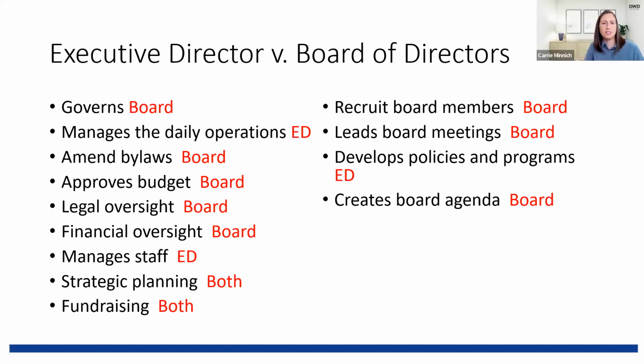Now, obviously, in some of these instances, the board chair is going to get assistance from the executive director, but the primary responsibility does fall on the board. While on the other side, the executive director, they are really responsible for the everyday operations, managing staff, developing policies and programs. Now, obviously, some of those policies need to be approved by the board, but the ED is responsible for making sure that those are developed. And then obviously we have some instances where there's shared responsibilities, the strategic planning, the fundraising that we've talked about before.